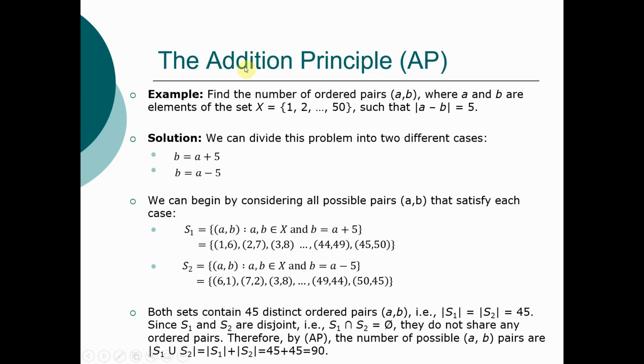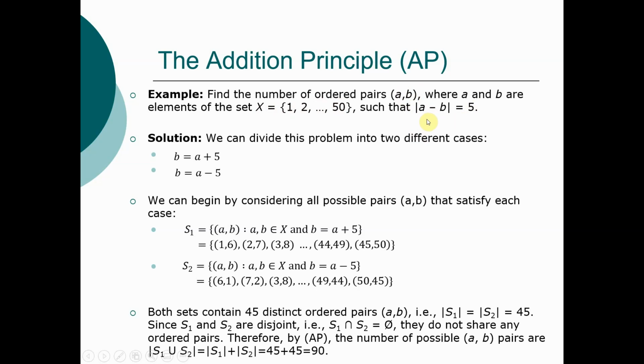This is an example shown here. Find the number of ordered pairs (A, B), where A and B are elements of the set X, such that the absolute value of A minus B is equal to 5. Okay, so we want to find how many different pairs of A and B we can find so that they have this property where A and B are chosen from set X.